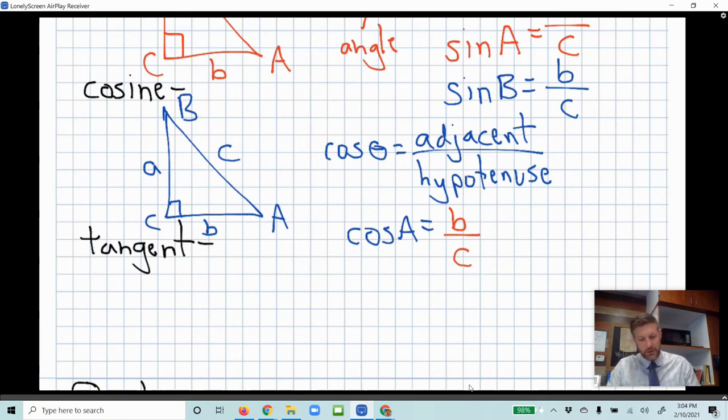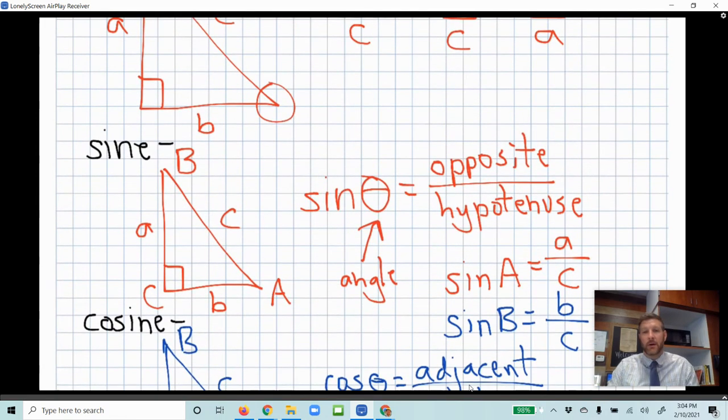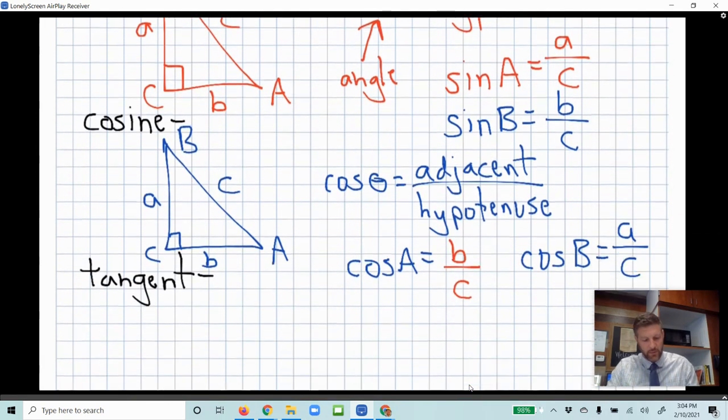So cosine of A is B over C, and cosine of B would be A over C, because A is right here adjacent to the angle B. And we'll practice that. That might just look like a big alphabetic gobbledygook. And if it does to you, we'll clarify that in class. But just remember, cosine is adjacent over hypotenuse, while sine is opposite over hypotenuse. I'm going to give you a trick in a moment for how to remember these.